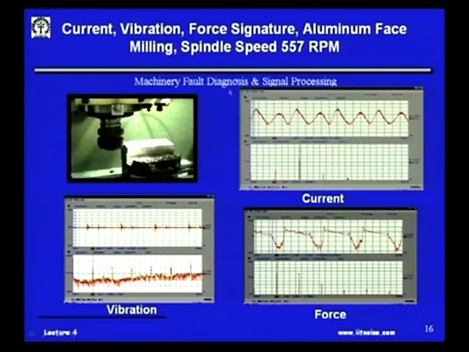Next is when we try to mill aluminum with dry cutting conditions and try to measure the vibration, the cutting force, and also the current. The current also gets modulated because of the load on the spindle motor, and then you can see the side bands of the current. I will not go into details, but these are the features which could be extracted from these signals around this machining process: current, force, and vibration.